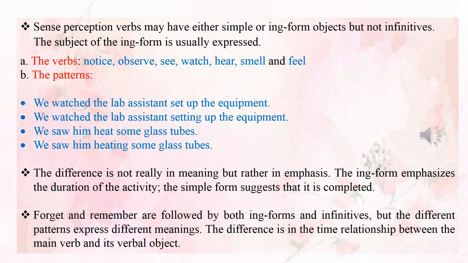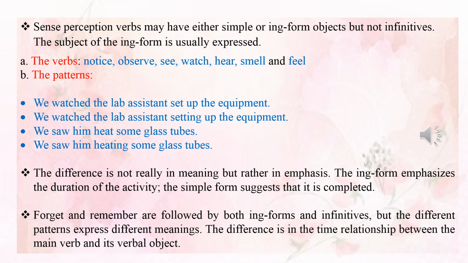Sense perception verbs may have either simple or -ing form objects, but not infinitives. The subject of the -ing form is usually expressed. The verbs: notice, observe, see, watch, hear, smell, and feel. The patterns: We watched the lab assistant set up the equipment. We watched the lab assistant setting up the equipment. We saw him heat some glass tubes. We saw him heating some glass tubes.